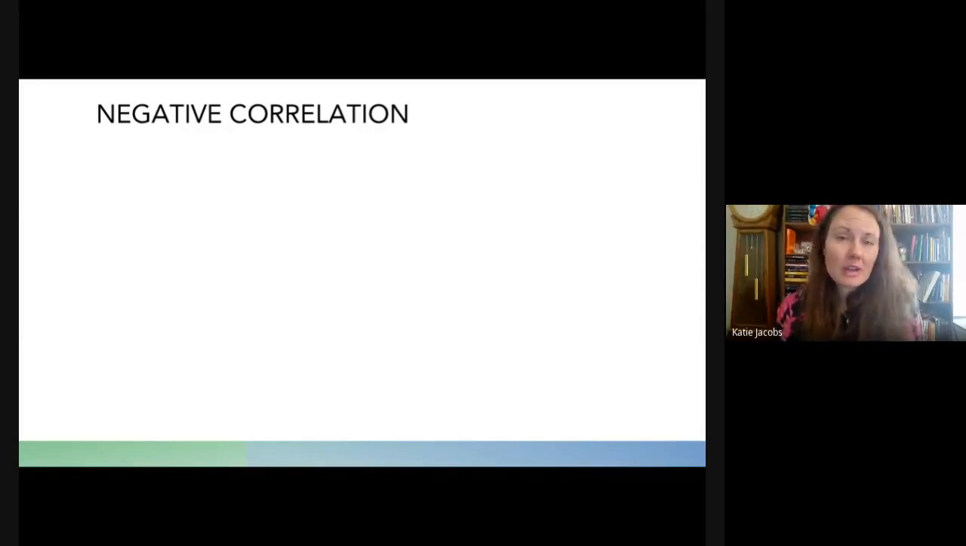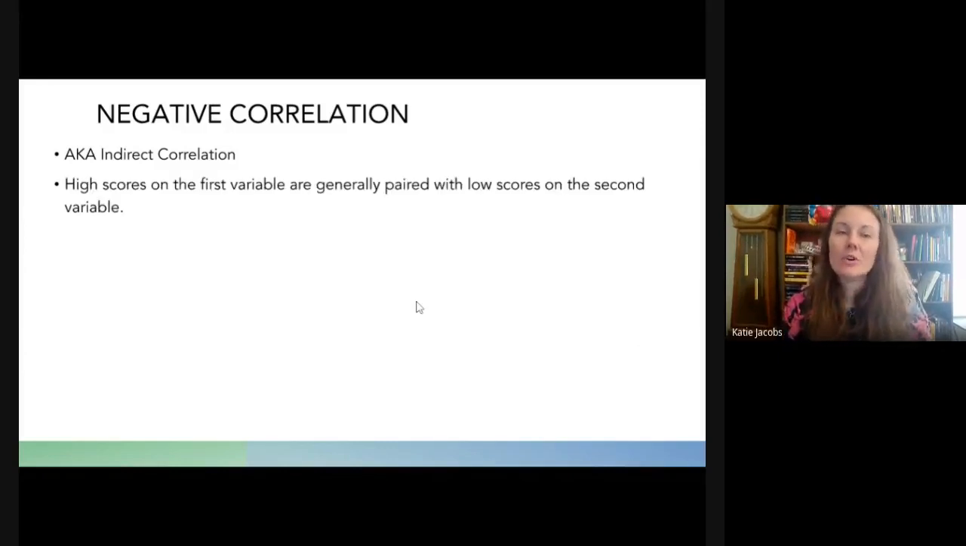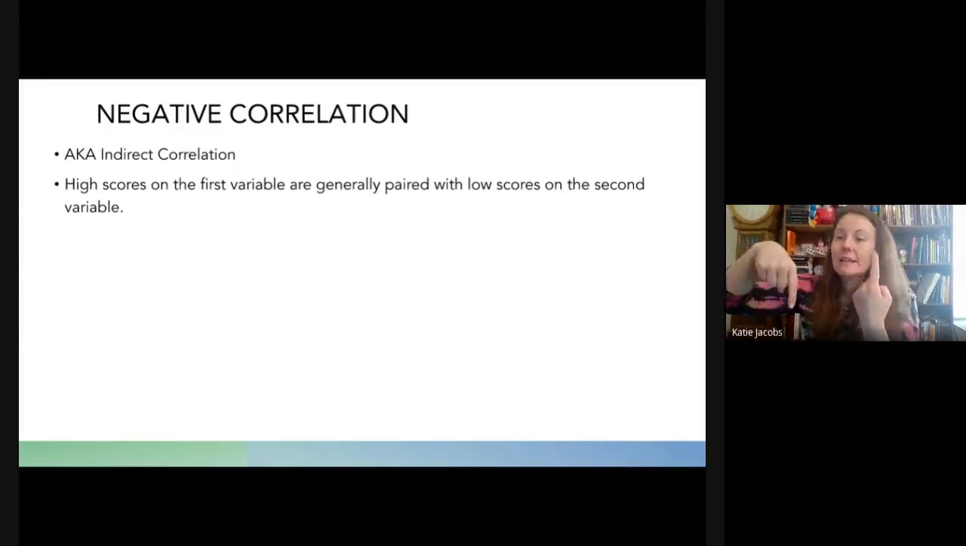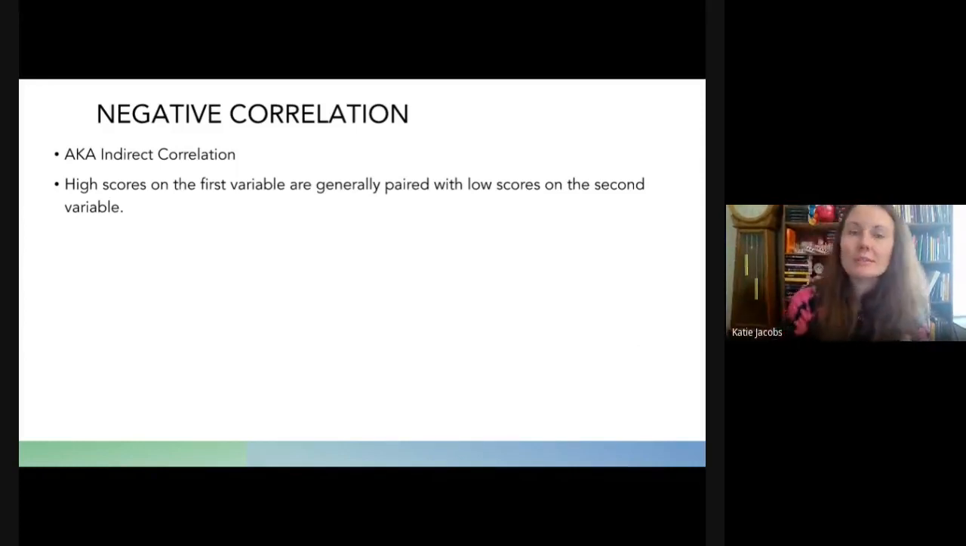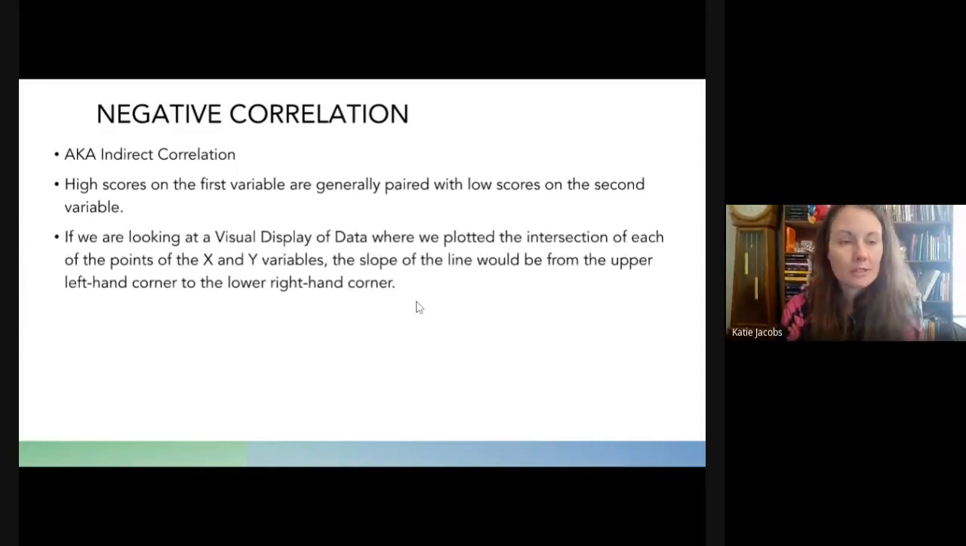Another type of correlation that we could possibly get when we calculate our Pearson's r would be a negative correlation. So another name for the negative correlation is an indirect correlation. Okay, so this means that high scores on the first variable are generally paired with low scores on the second variable. It's kind of like this. This one's really confusing for students sometimes because it takes some getting used to.